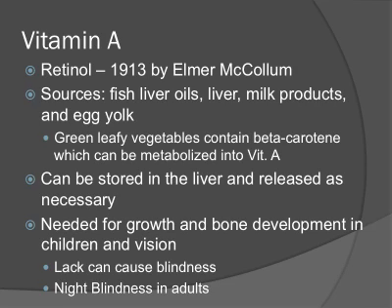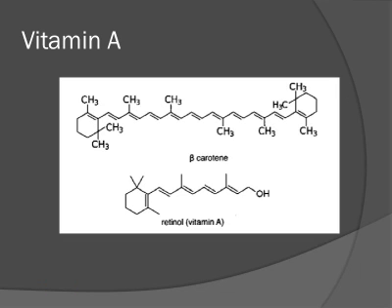If you have a lack of vitamin A, that can actually cause blindness. And that's why in countries where malnutrition is an issue, you also have children that end up blind because they're not getting enough vitamin A. A lack of vitamin A can also cause night blindness in adults, so kind of an interesting side effect. And this is the structure of vitamin A.